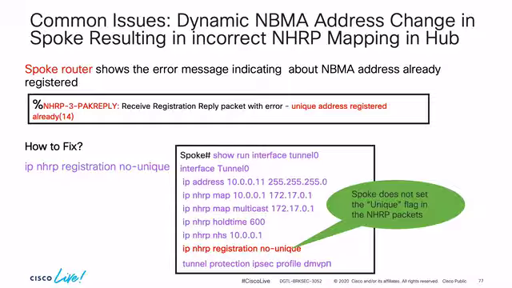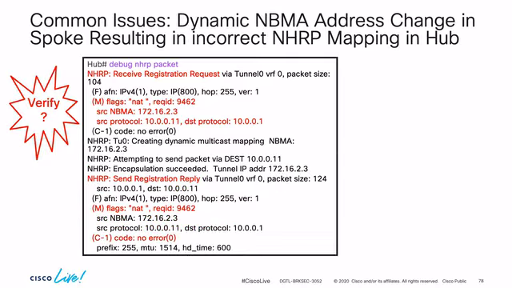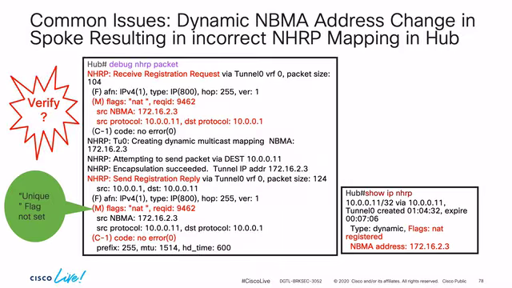Once this is done, we can run the debug NHRP packet and we don't see that message which says that the unique address is already registered. If we look at the NHRP mapping table on the hub, we see a mapping entry which reflects the new NBMA address and not the old one. What is very important is that if you look at the flags for the specific entry, we don't see the unique flag set.